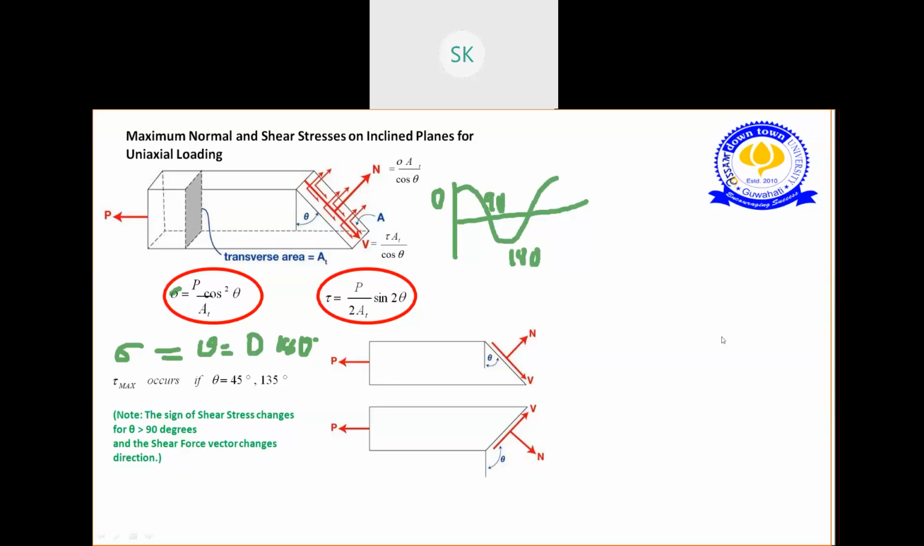Yes, ma'am. So what? Okay, 1. Good. So 1. So sigma will become P by A. So this is the maximum value.